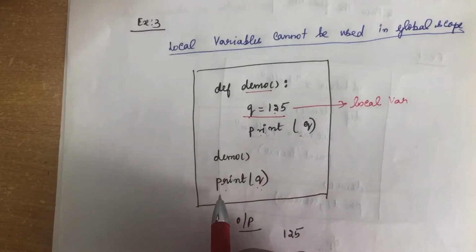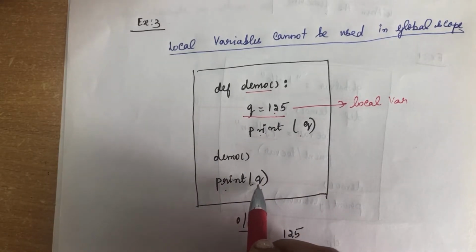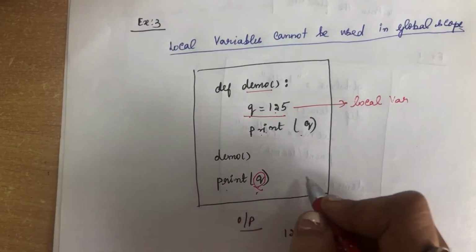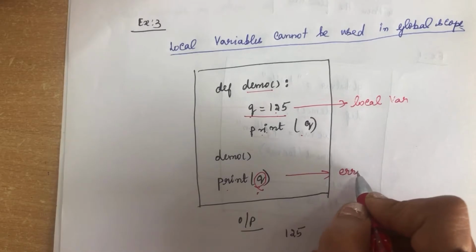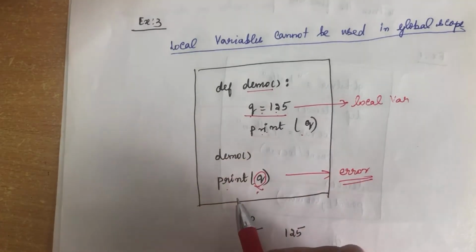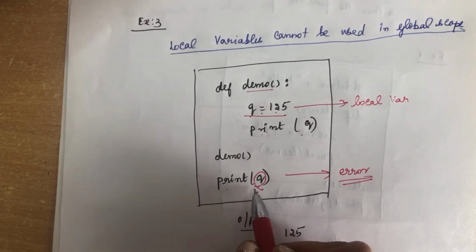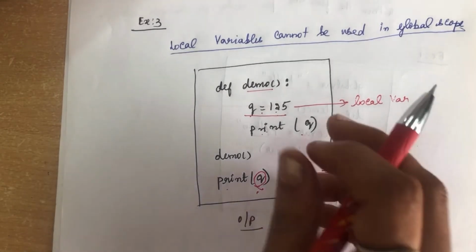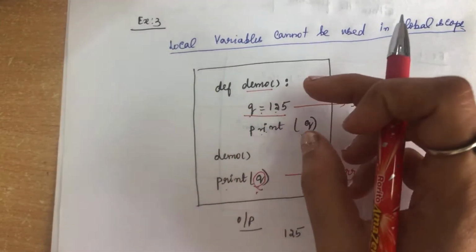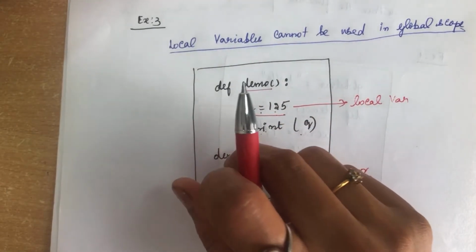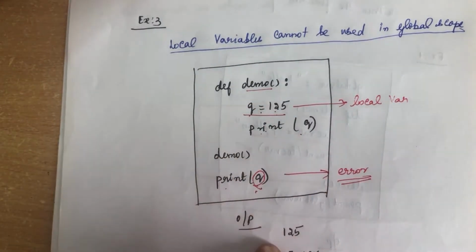When it comes outside, now I'm going to access this local variable outside the function. Now when you run this program, you will get an error because you have tried to access the local variable outside the function. This q does not exist once you come outside the function. This q variable exists only within this function body alone. If you come outside and try to access this variable, it will give you an error.